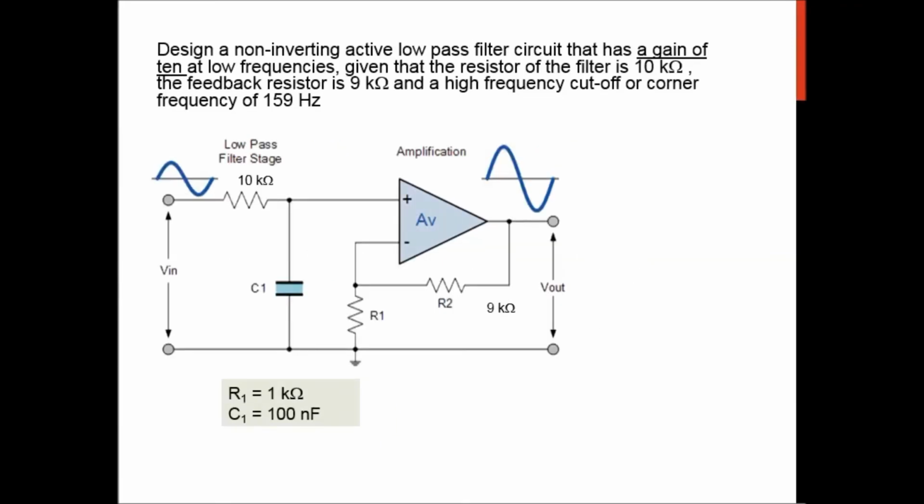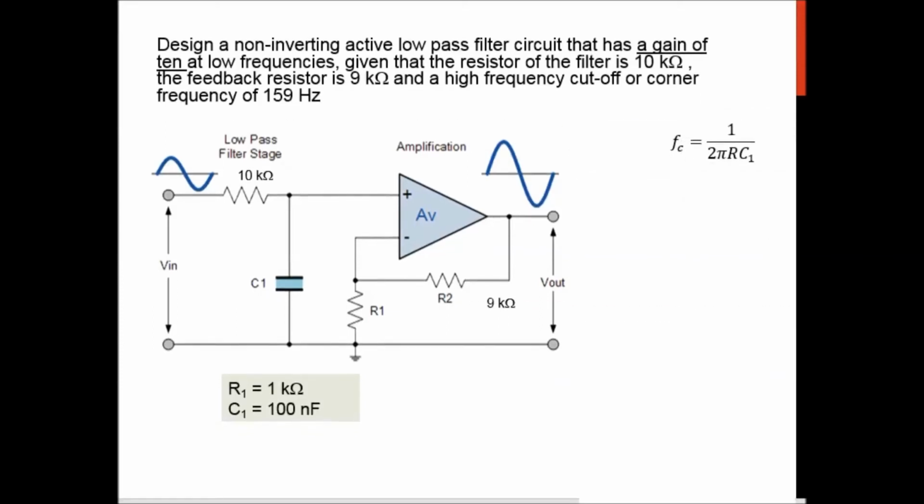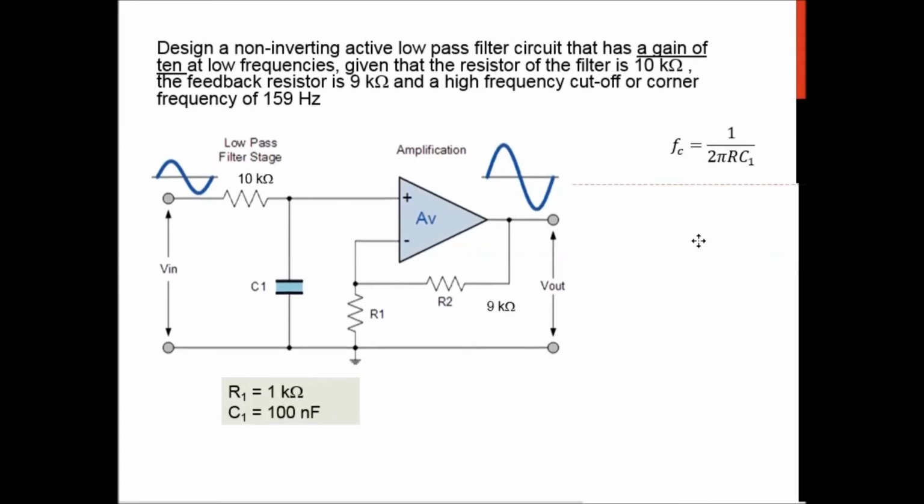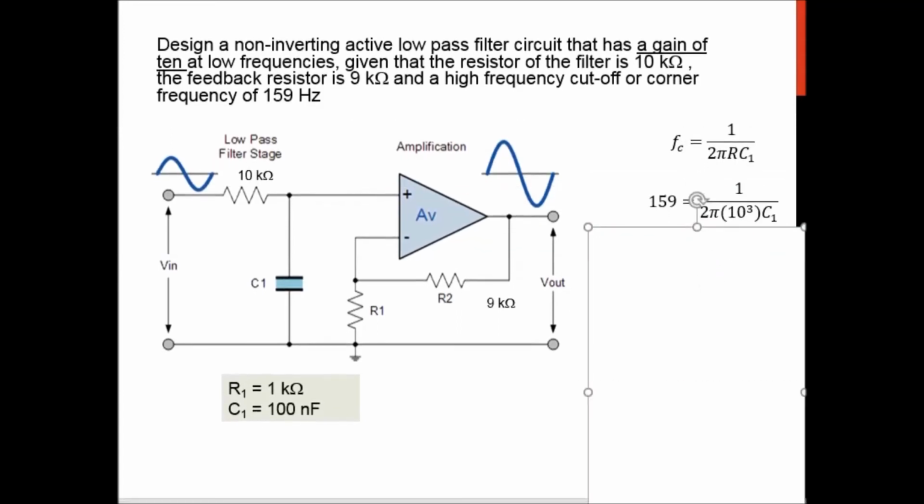Okay, so let's start with finding C1. Let's use the cut-off frequency given by 1 over 2 pi R C1. The cut-off frequency given is 159 Hertz, and the R is 10 kilo ohm, so 10 to the power of 3.